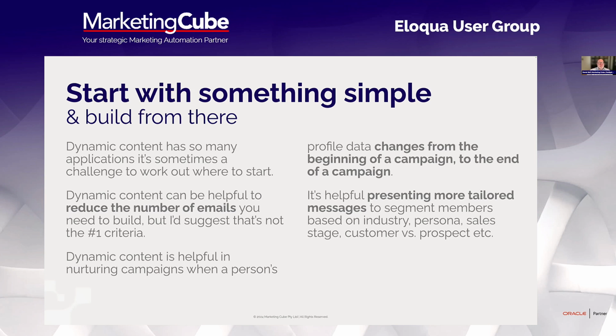You can pretty much merge anything from a contact and also from a custom object into an email. So that's one level of personalization. The other level of personalization is actually presenting different types of content, and that can either be copy in an email, or it could be imagery, or it could be a combination of the two.